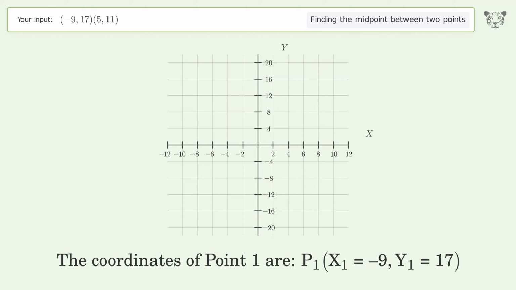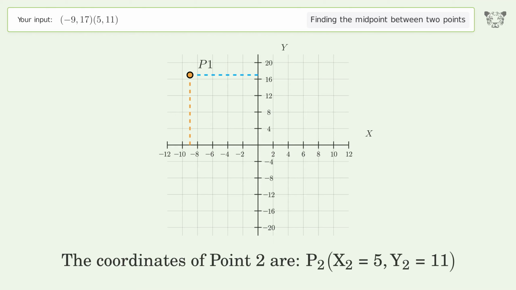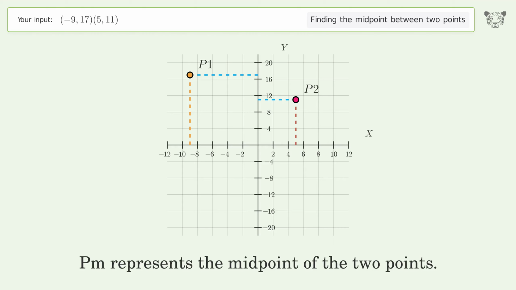The coordinates of point 1 are x1 equals -9, y1 equals 17. The coordinates of point 2 are x2 equals 5, y2 equals 11. PM represents the midpoint of the 2 points.